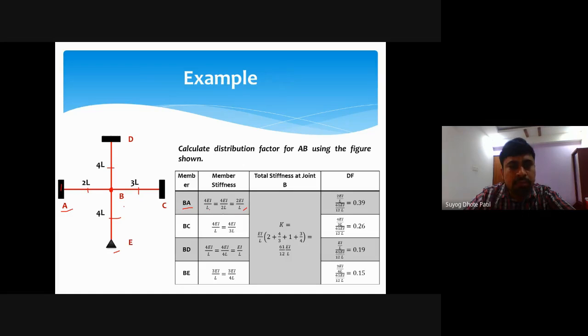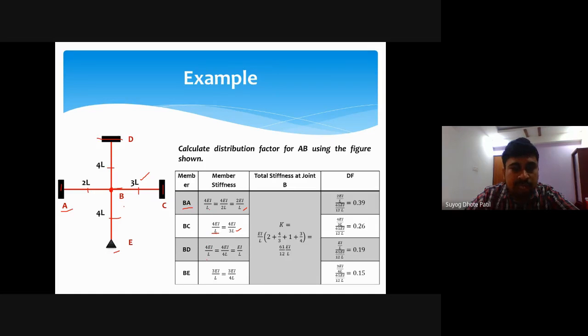Secondly, BC. Now BC, again, this end is fixed, this is fixed, again 4EI by L. Similarly 4EI by L, where the length is 3L, so 4EI by 3L. Right? Now BD. Now BD, again, this is fixed, this is fixed.